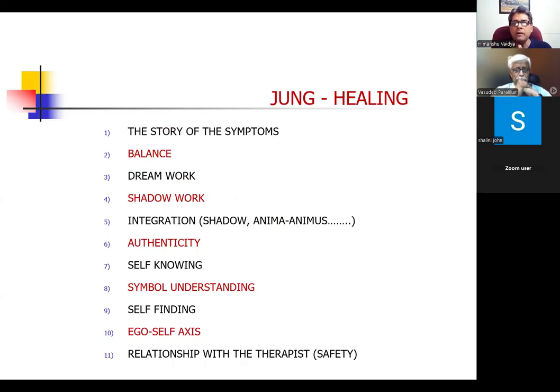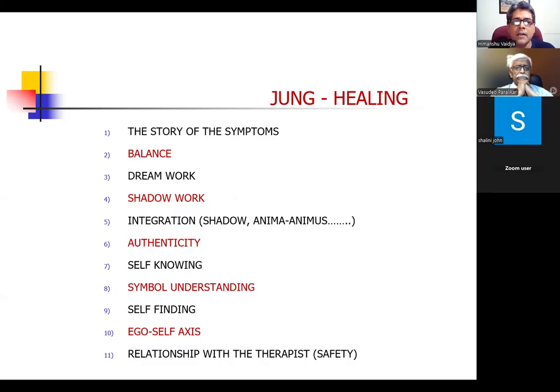Now, how does healing happen in the Jungian approach? The first element that heals is the articulation of the symptoms, because the story of the symptoms is very important. In the first two steps of Jungian therapy, we allow the patient to do active imagination about the story of the symptoms. So when somebody articulates it, that articulation itself heals to a minor extent.